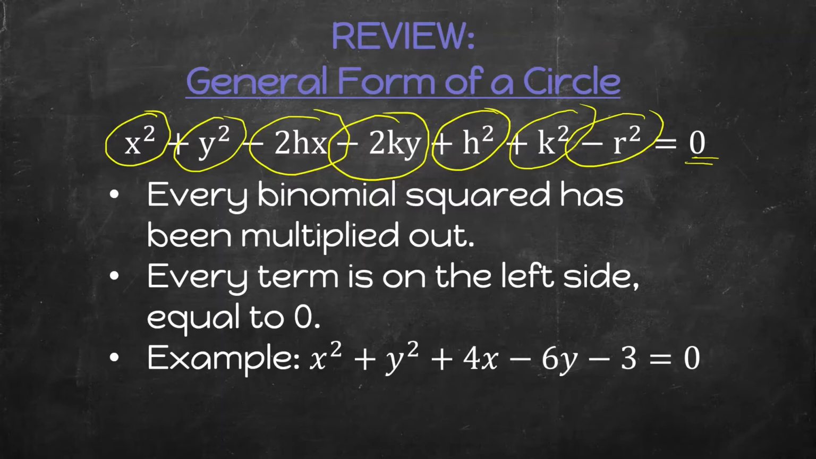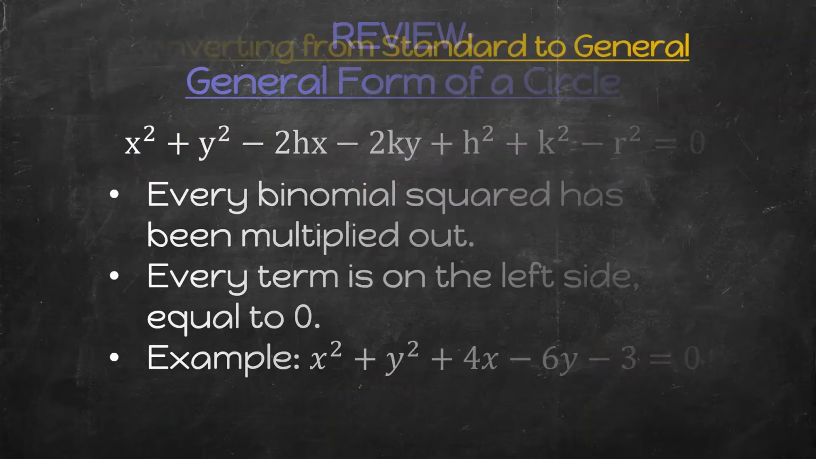Let's say for example, x squared plus y squared plus 4x minus 6y minus 3. Yung minus 3, basically, eto si h squared, k squared, at saka r squared. Pag in-equate natin sila, it will become minus 3, dito sa case nito, equals 0. Okay, so para mas maintindihan nyo, let's have an example.